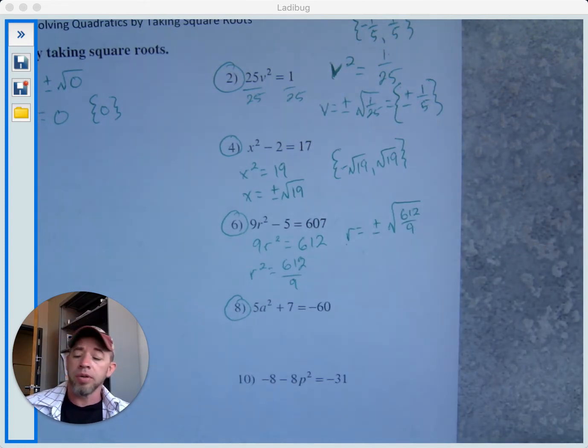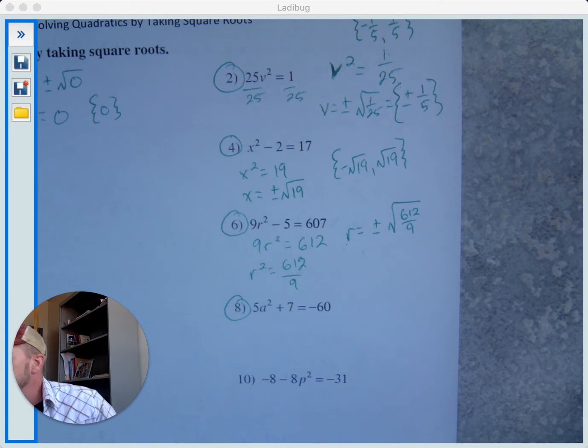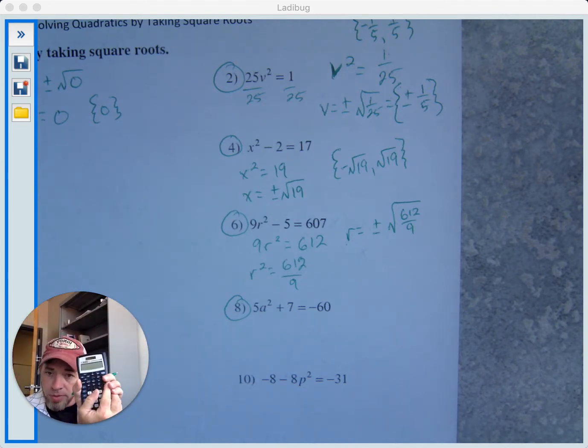Alright, so we know the square root of 9 is 3. Square root of 612, let's see, does 612 have any perfect square factors? I'm using my calculator, I'm going to start dividing 612 by some perfect squares. So let's see, 612 divided by 4. 4 goes into it, but maybe there's a bigger one, some other multiples of 4, like 16, right? That's a good one to check. So let's take 612 divided by 16. That doesn't go in there.